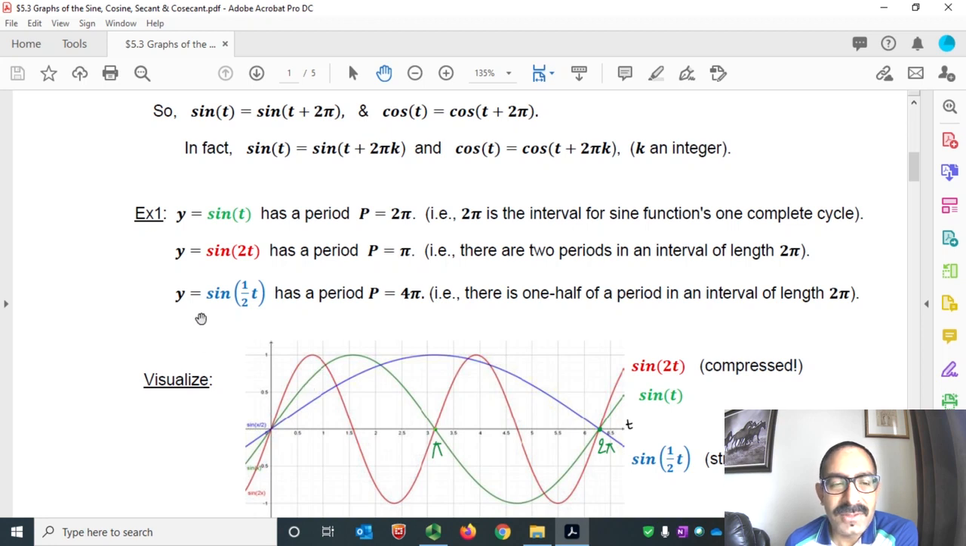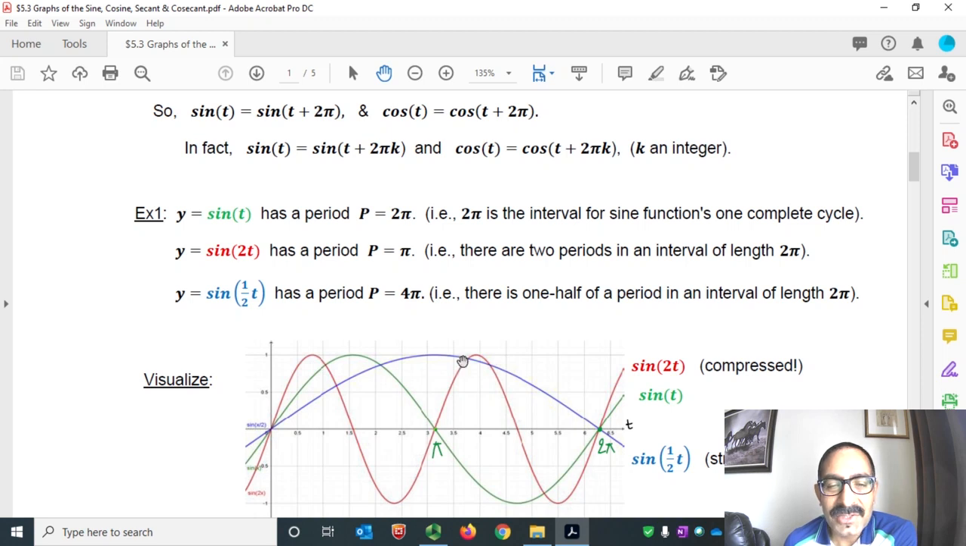Similarly, the function sine of t over 2 has a period 4 pi. That is, there is 1/2 of a period in an interval of length 2 pi. Awesome. So again, we compute the period of sine of t over 2 as p equals 2 pi over 1/2. That means dividing by 1/2 is the same as multiplying by 2. So then p equals 2 pi times 2, which is 4 pi.